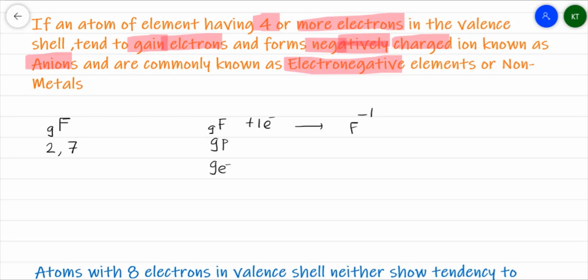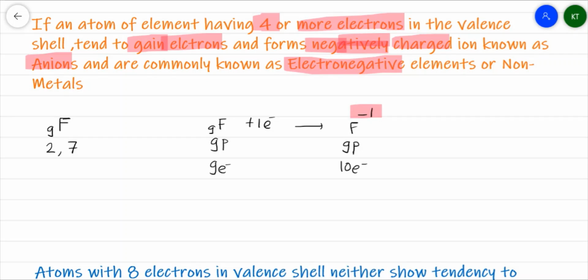But there is one extra electron that comes. I have 9 positive charges and 10 negative charges there. So one negative charge is extra. On account of that, fluorine gets minus 1 charge.